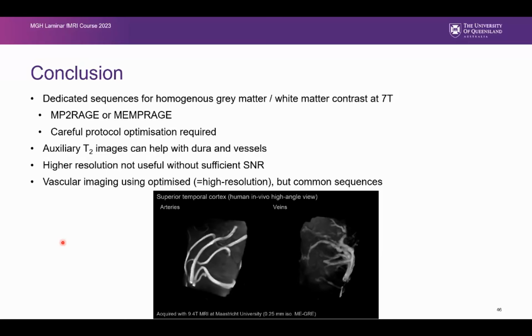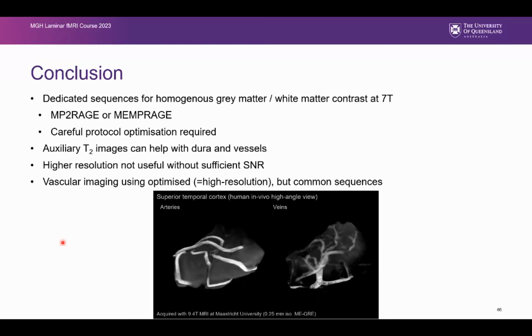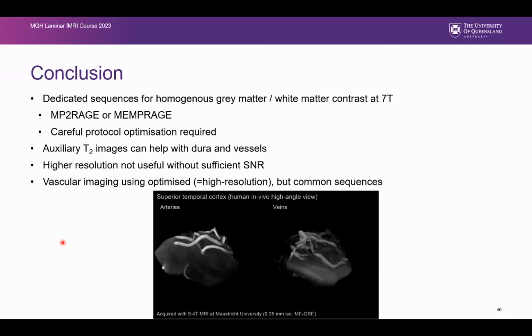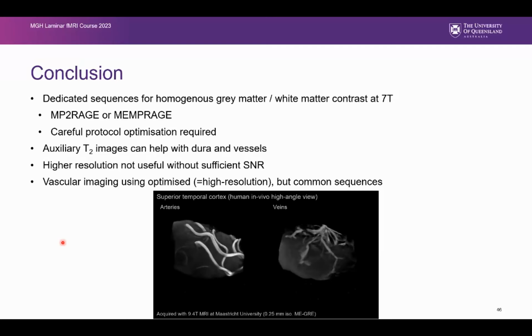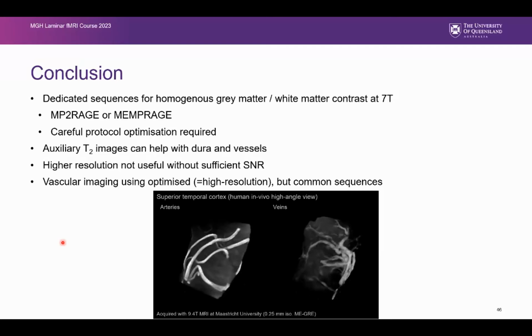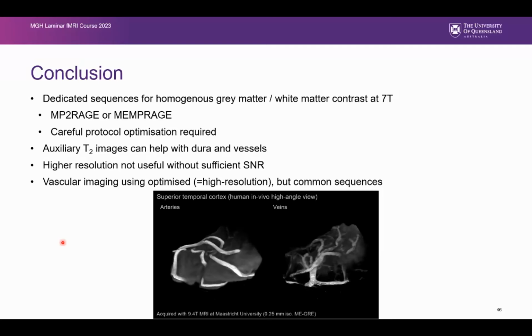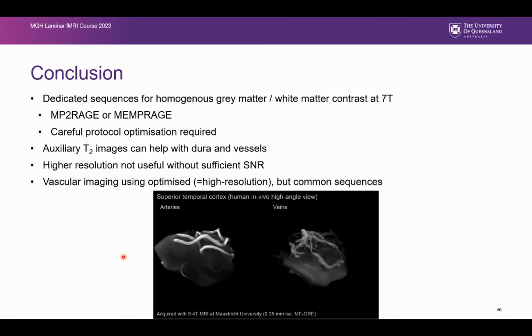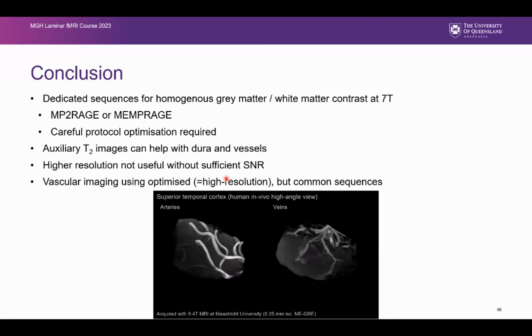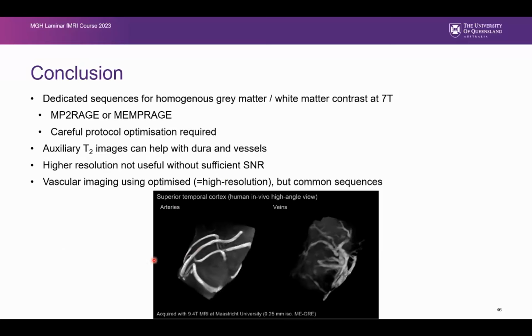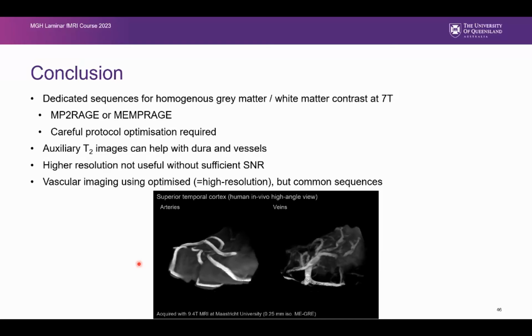And you can do vascular imaging using, I would say, optimized high resolution sequences, but they are common. So it's not like you need some crazy new sequence type someone put together. These are all pretty common product sequences. But basically the tweak is the resolution and a little bit of protocol optimization. And this is, again, some beautiful images from Farouk.